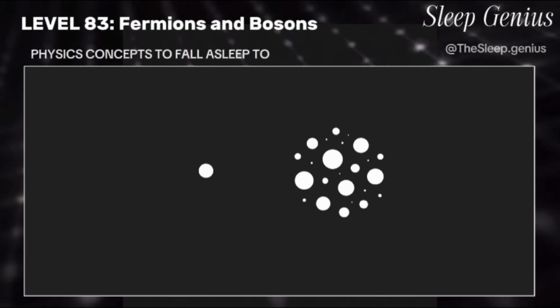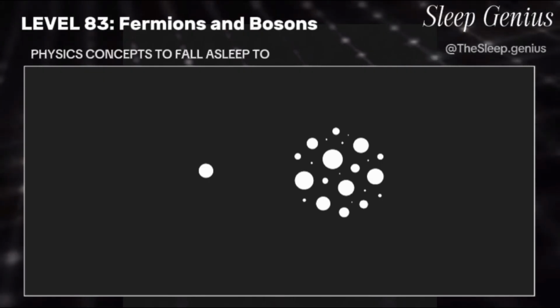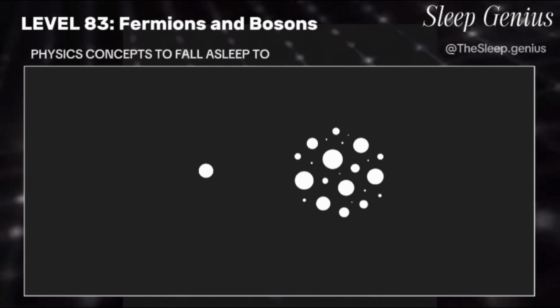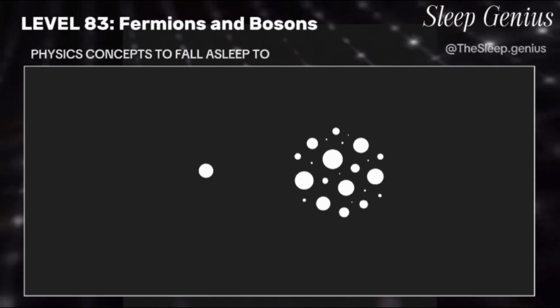Fermions build atoms and molecules, which form matter. Bosons transmit forces, holding atoms together or moving energy. Their interactions create the structures we see, from stars to cells, and even influence the stability of planets and galaxies.